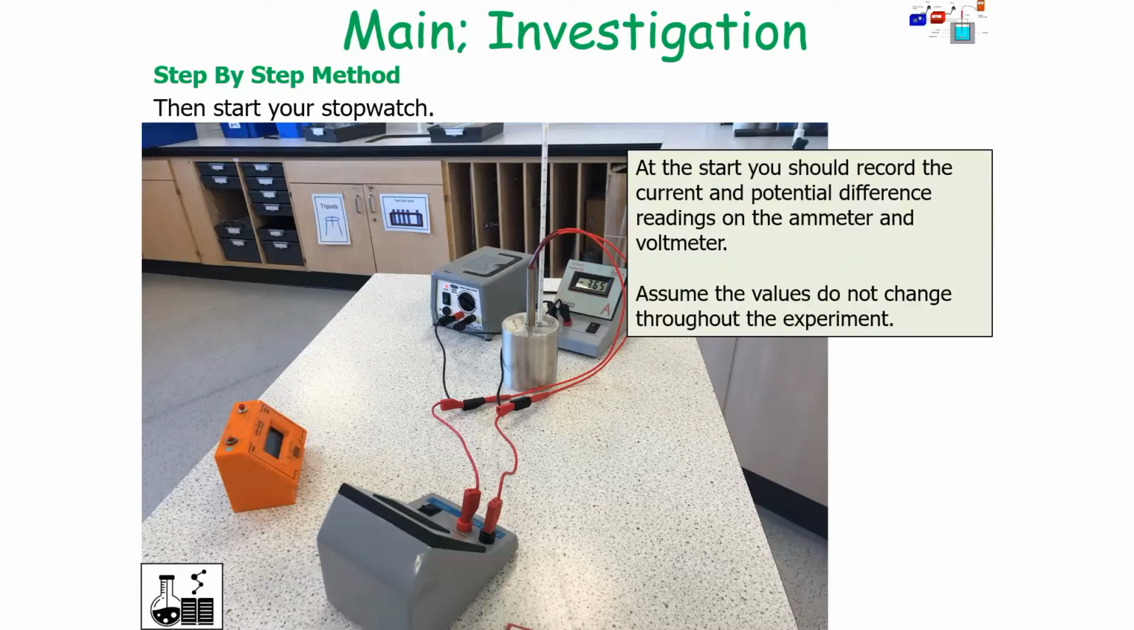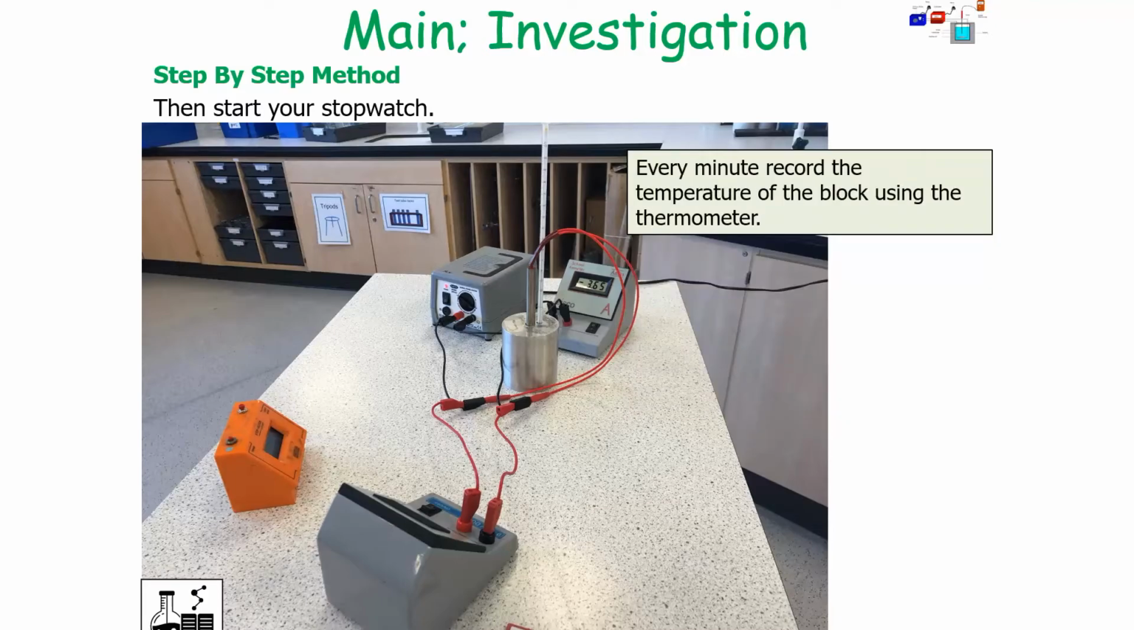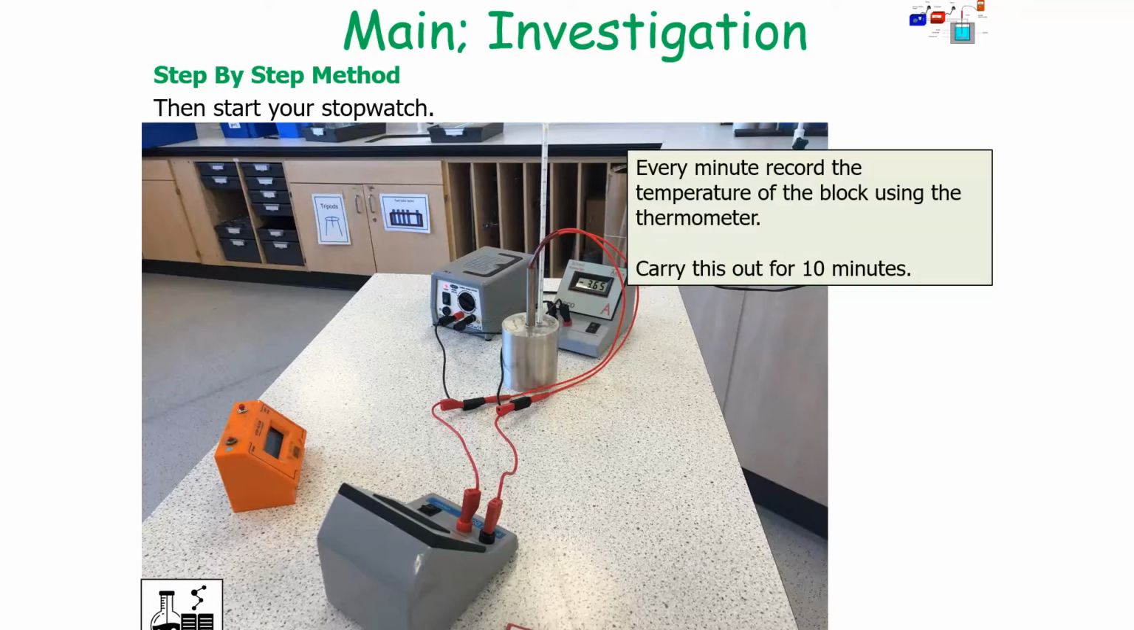going to assume that these values do not change throughout the investigation, but obviously this is not going to be the case. There's always going to be variations and fluctuations and will be a source of error in the investigation. Then every minute you'd record the temperature of the block using the thermometer, which is placed in the block. You'll carry this out for 10 minutes.